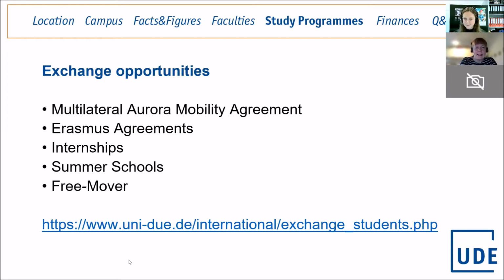And in case the Aurora mobility agreement isn't signed at the time when you want to send your students, we are also happy to accept free mover students. Then we would have to contact the faculty first in order to ask whether they are willing to accept the students. But like for Aurora, they're usually very flexible, and we're sure that we are hopefully able to offer them a place at our university. Yes, so far.